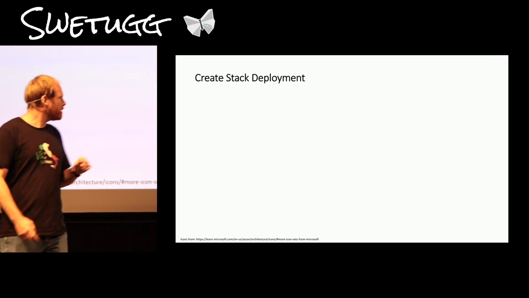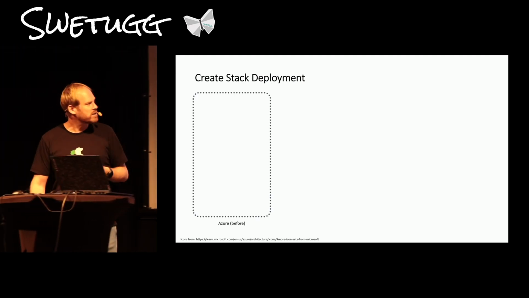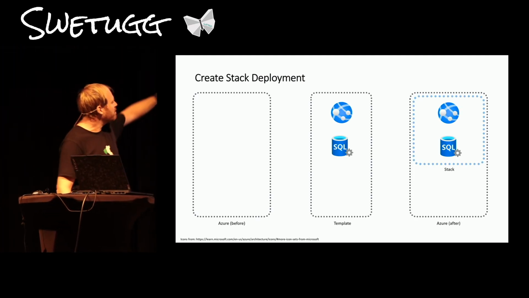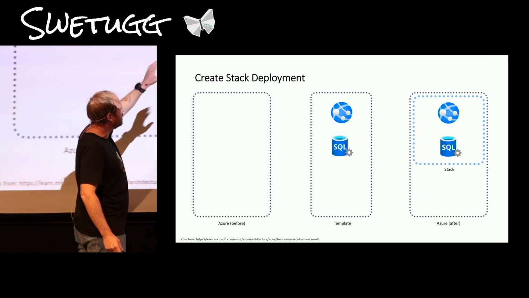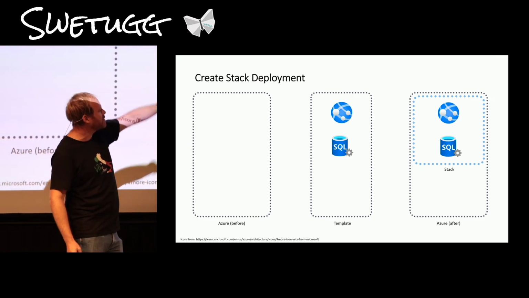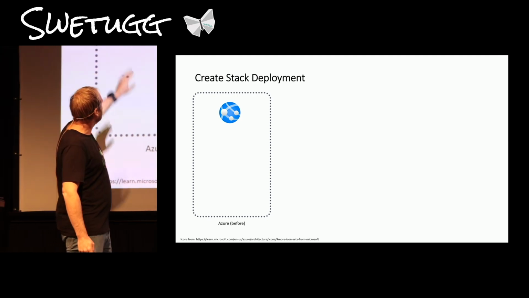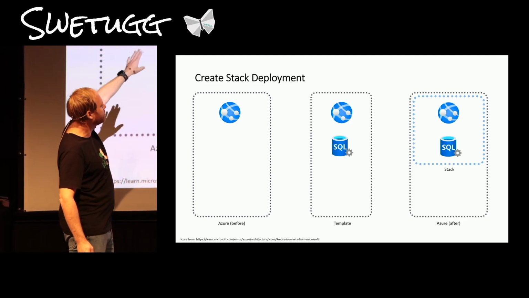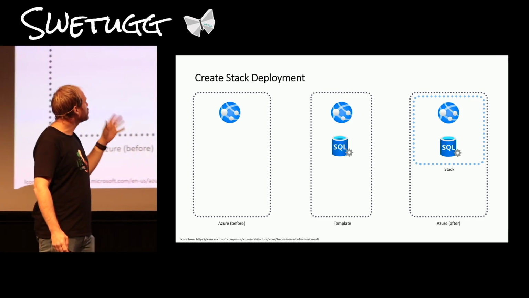And there are a number of scenarios that I prepared for you to quickly grab an understanding of what a stack deployment does. So let's say we have an empty Azure environment, and we're going to deploy a template with an app service and a SQL database into Azure as a stack. This is what we're going to end up with. Another scenario is where we already have the app service in Azure, we do the same thing, and we end up with the same result. So this is creating and updating.